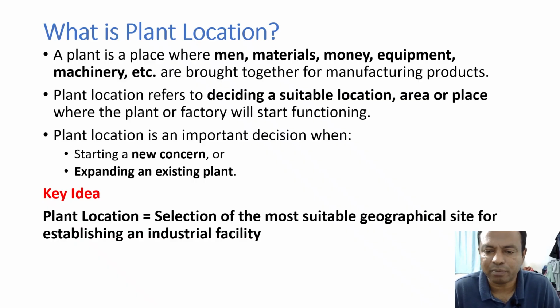So plant location is an important decision when starting a new concern or expanding an existing plant. When we expand an existing plant, we can start the new plant or the expansion near the old plant or somewhere else. So that is also an important concern. So the idea here is plant location equals selection of the most suitable geographical site for establishing an industrial facility. So that is the decision we have to make as an industrial engineer.